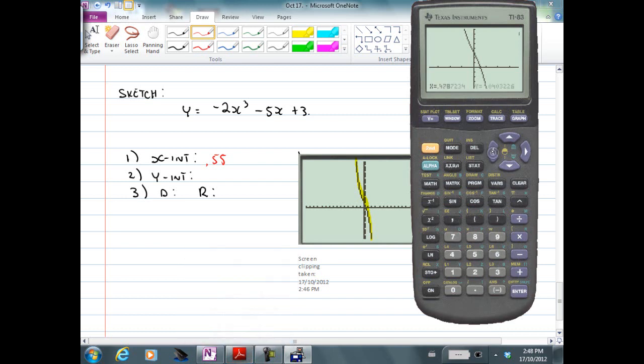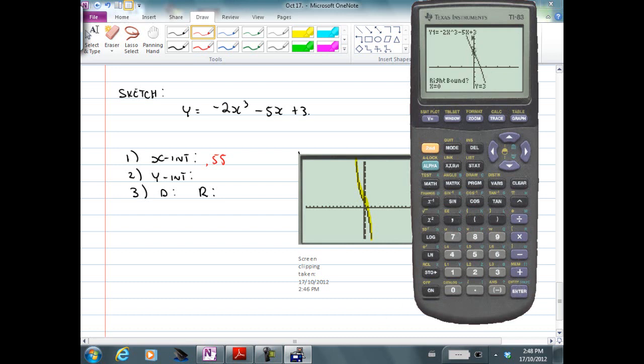I want you to hit second right now. So look up here, please. This is key. Second, see this trace button. Hit second, trace. It brings you to a screen called the calculating screen. What we're going to do is calculate the 0. The 0 means the x-intercept. Hit enter. Now it's going to say left bound. Left bound means choose a point to the left of the x-intercept. Your cursor should already be flashing to the left. Hit enter.